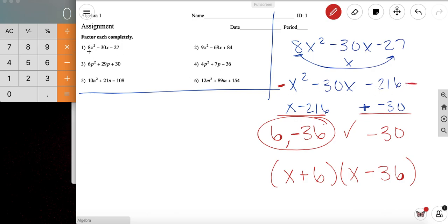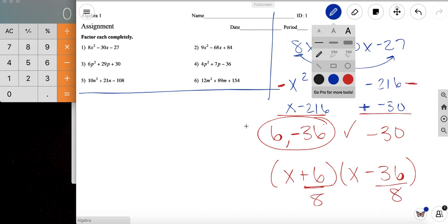Our original problem says 8x squared minus 30x minus 27. We made it easier by doing the swing method, but this should not be your final answer. Your final answer needs to be divided by 8. Why? Because you originally multiplied by 8, so now you need to divide by 8.